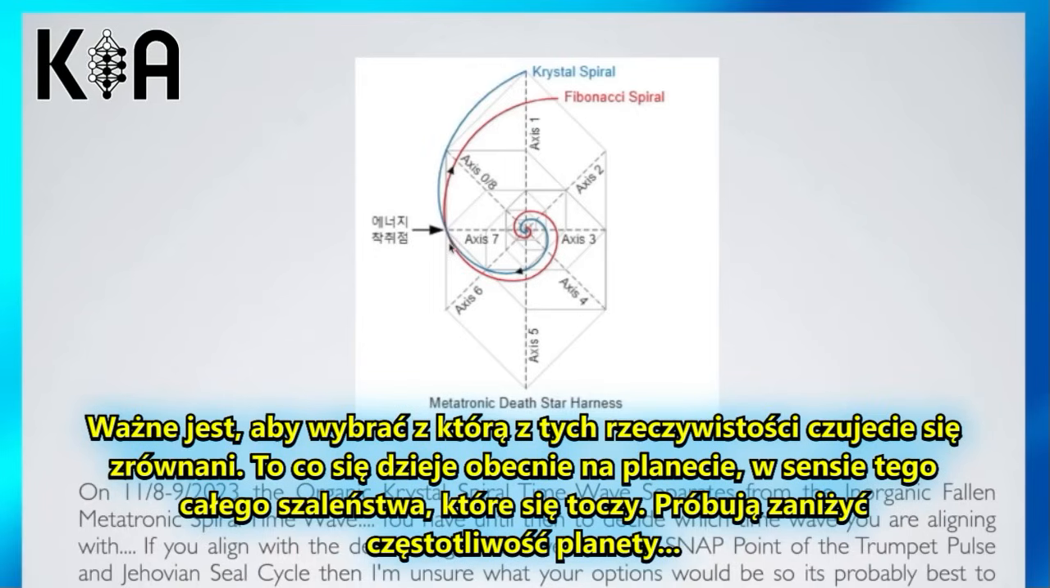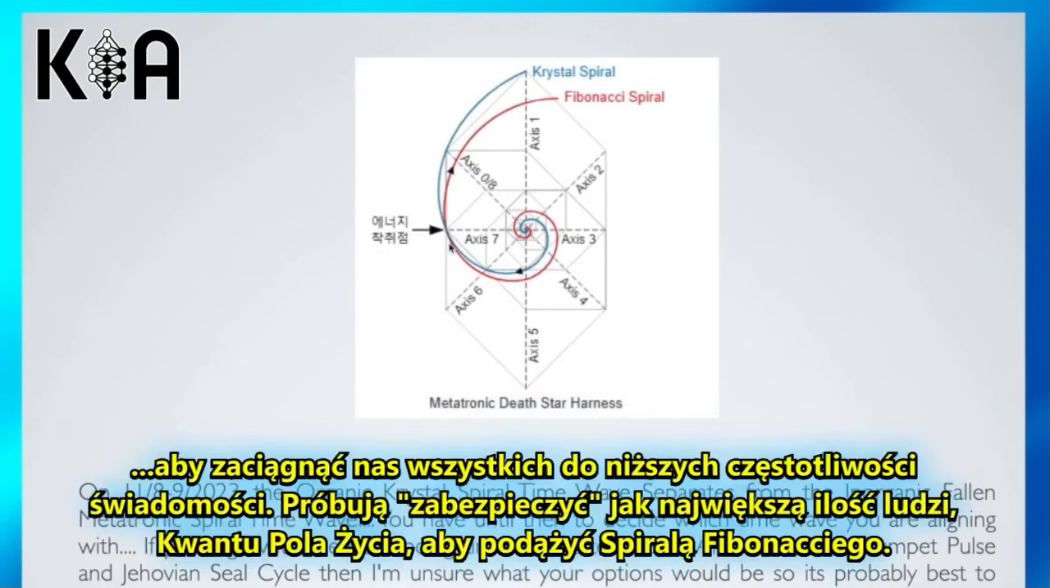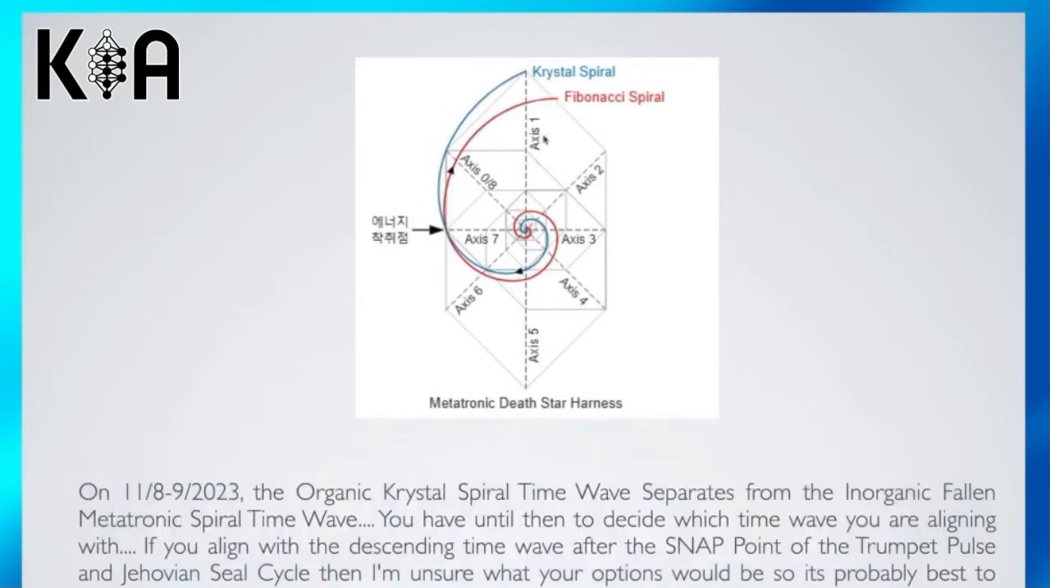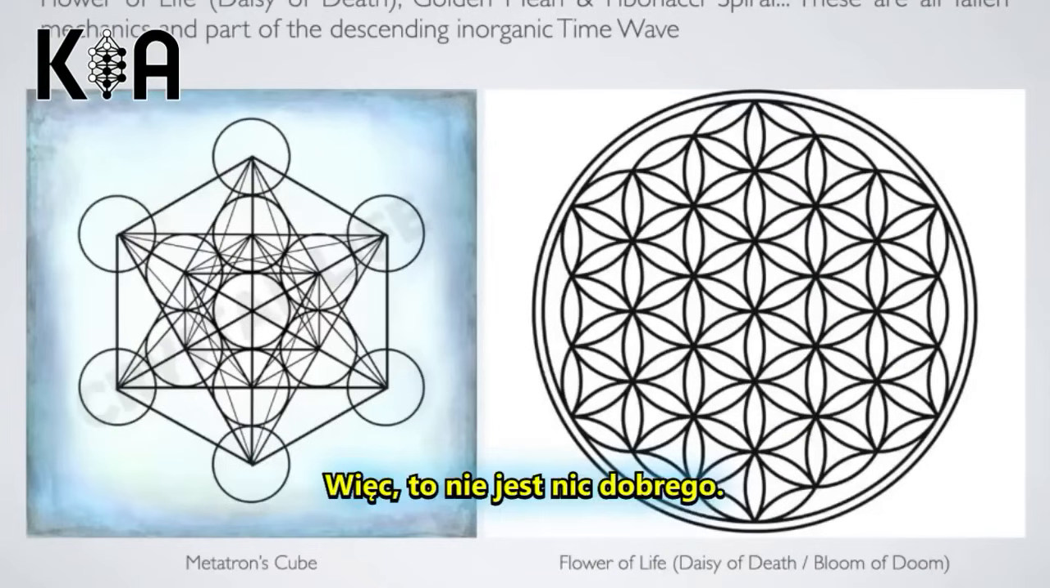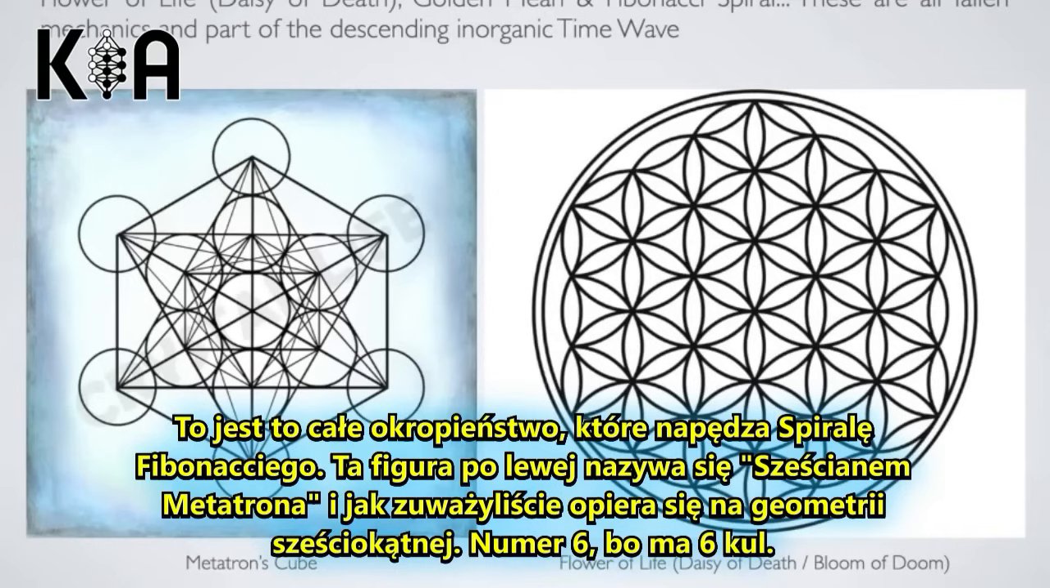So what's happening on the planet now, in terms of all the craziness that is happening, they're trying to lower the frequency of the planet to basically pull us all down into lower frequencies of consciousness, because they're trying to secure as many people of the quantum of the life field, if you like, in order to follow this Fibonacci spiral. So that's not good at all. Okay, so this is the nasty mess that causes the Fibonacci spiral.